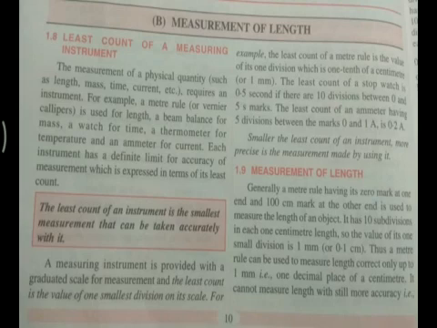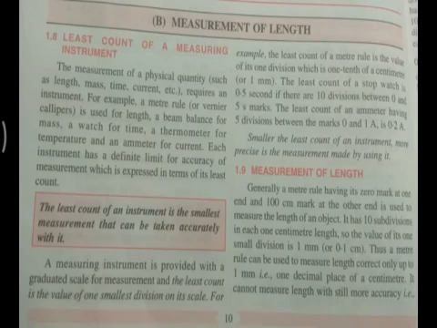So what is the least count of an instrument? It is the smallest measurement that can be taken accurately with it. Every measuring instrument always has a graduated scale for measurement. If you look at the thermometer, it has a scale on it. The meter rule is always graduated. Either the measuring beaker or the measuring cylinder, every instrument has a scale on it, right?